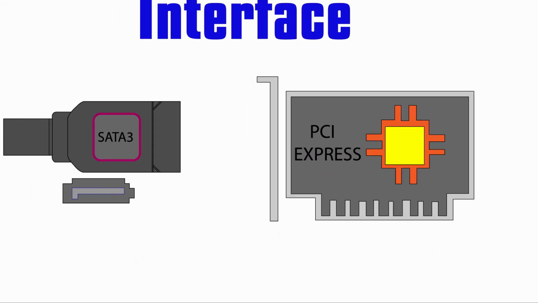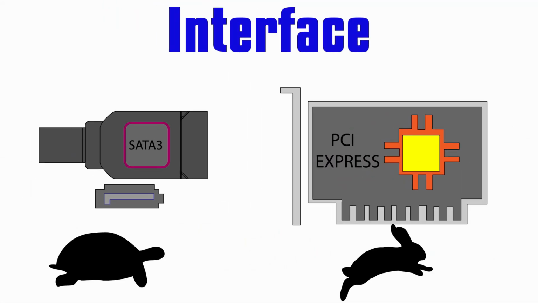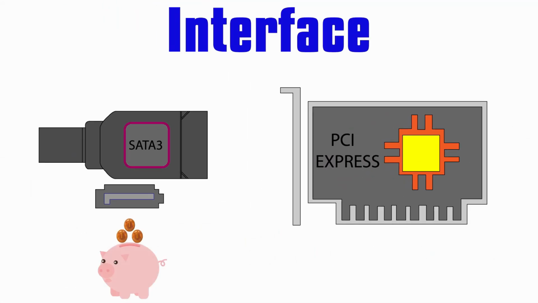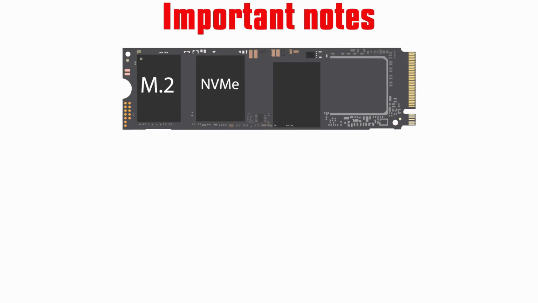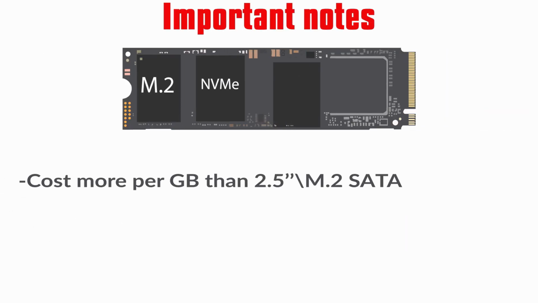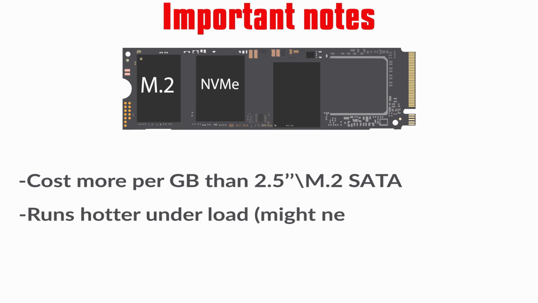As you've probably guessed, these speeds are several times those of SATA 3, but do come at the cost of, well, extra cost. M.2 NVMe drives in particular are considerably more expensive than even M.2 SATA drives of the same capacity, and also run a lot hotter under heavy load.